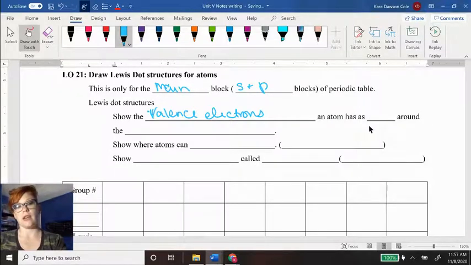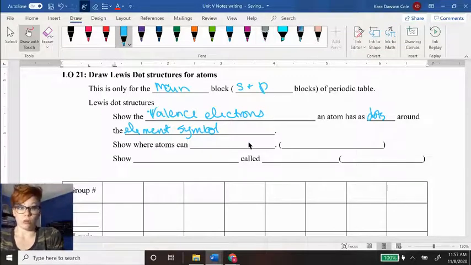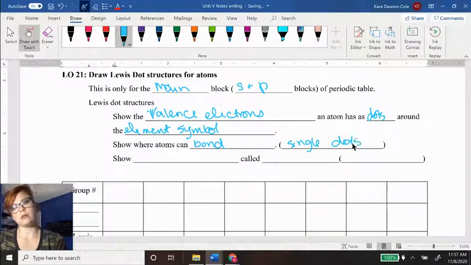So this shows the valence electrons an atom has as dots around the element symbol. What a Lewis dot structure shows is where the atoms can bond. These would be the single dots. And it also shows unbonded electrons called lone pairs, which are 2 dots.